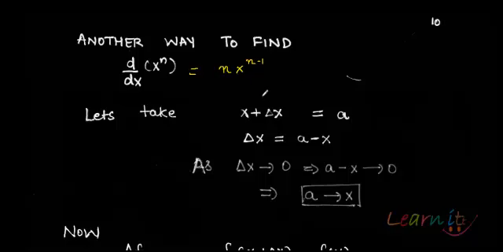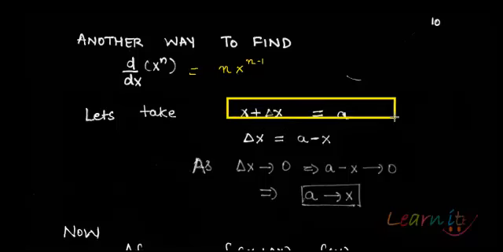So let's assume this x plus change in x is some number a. Okay, so that means my new x equals a. So what does that mean? That means my change in x is nothing else but the new x minus the old one, so a minus x.